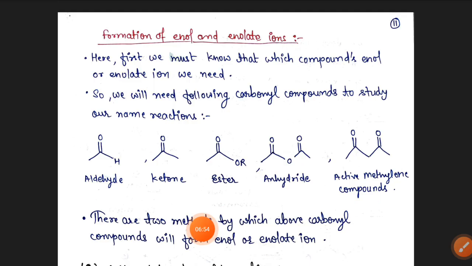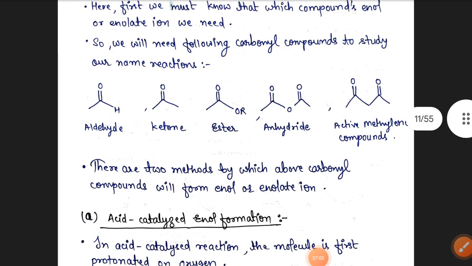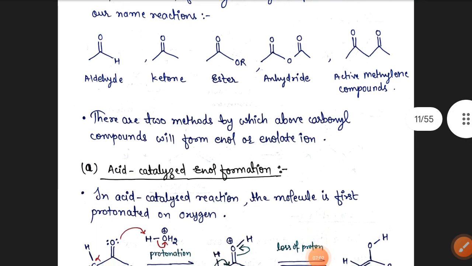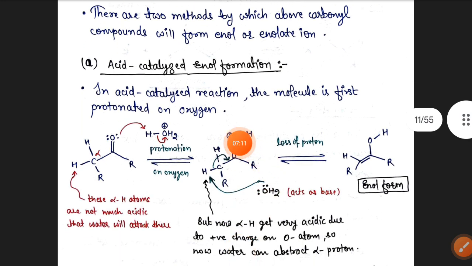In the presence of an active methylene group, the hydrogens are abstracted by base, and an enol is generated. There are two methods by which the above carbonyl compounds will form an enolate ion: first acid catalyzed, and next base catalyzed enol formation.